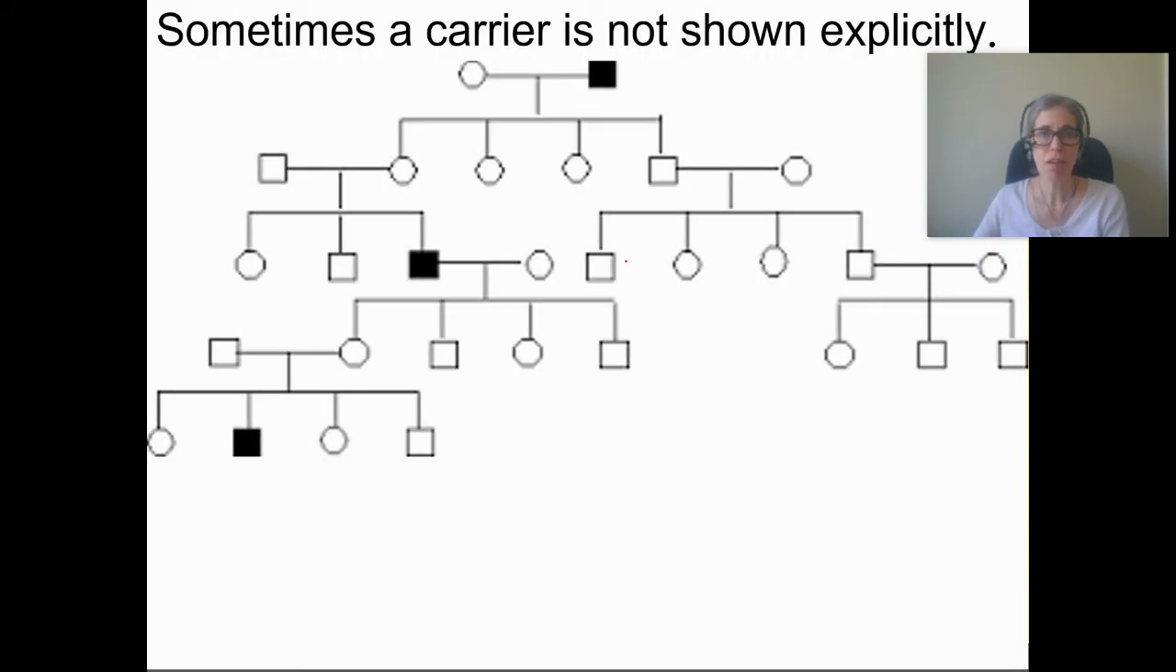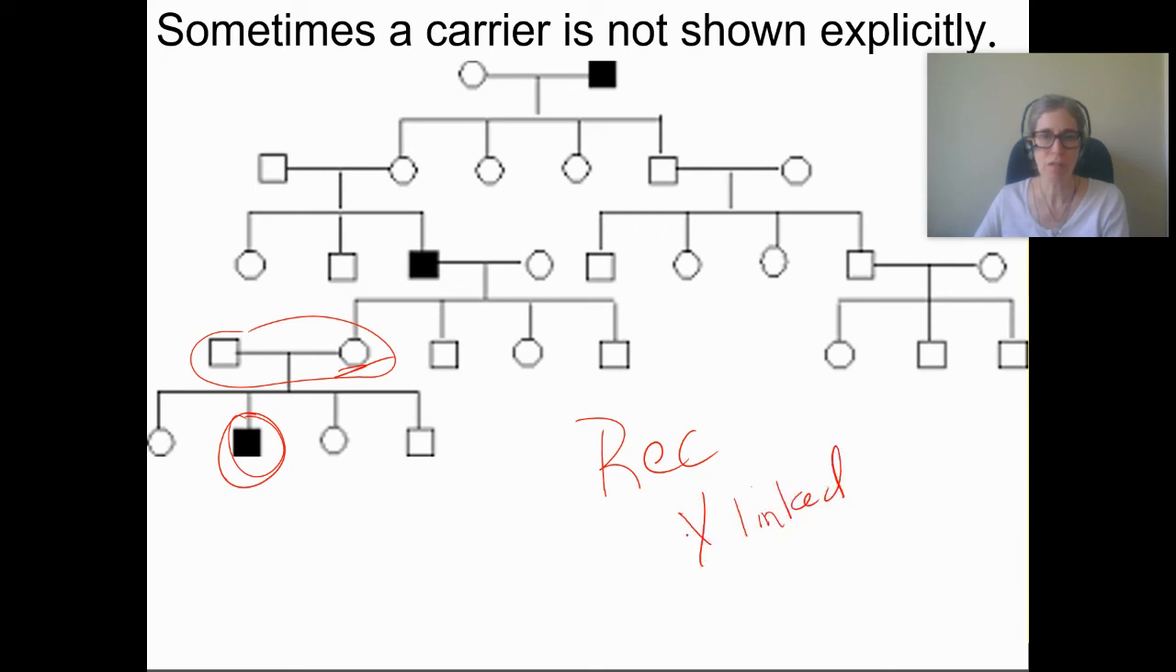Okay, sometimes the carrier is not shown. And so here you have someone who has it and it's skipping a generation, right? Here you have it, but the parents don't have it. That means it has to be recessive. In this case, it's very likely X-linked, but it's kind of a small pedigree, so it's hard to tell for sure. Definitely not Y-linked, right?